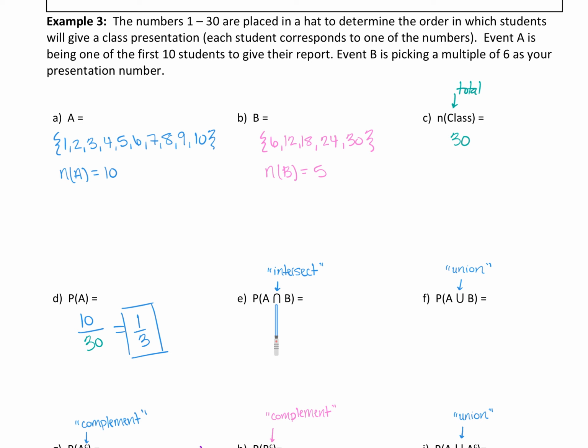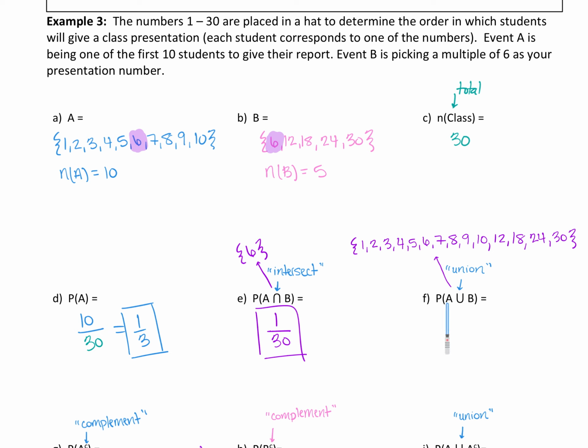So a third of the class will be the first 10 students to give the presentation. Remember, this notation means intersection, so we're talking about both A and B. So in both A and B, let's see, there is a 6 in both A and B, and that is it. And so that means there's only one element in A and B out of 30 total.